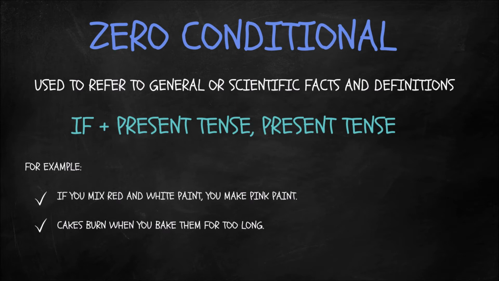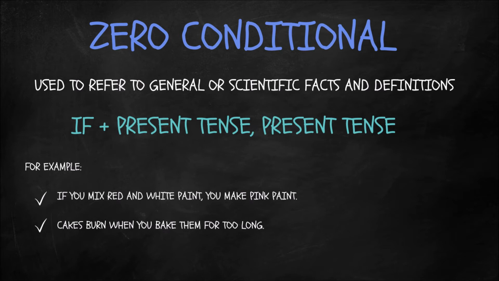If you mix red and white paint, you make pink paint. Okay, mix in the present and make in the present simple. Example number 2, cakes burn when you bake them for too long. So as you can see here, instead of if, I've used when. And don't forget that you can invert the clauses. You just have to be careful to remember which is your conditional clause and which is your result clause. But technically you can invert the clauses, and we do that.